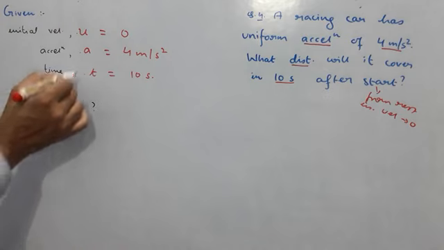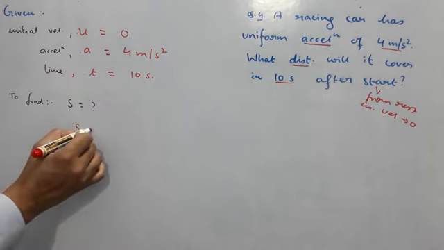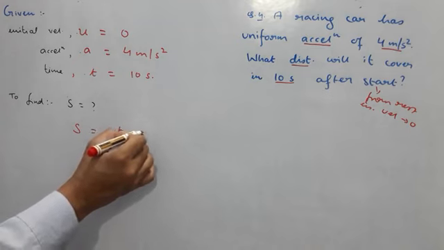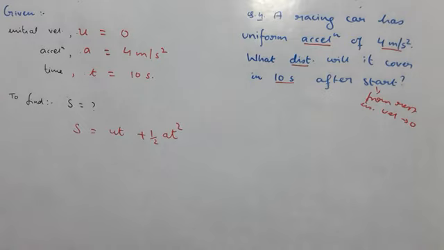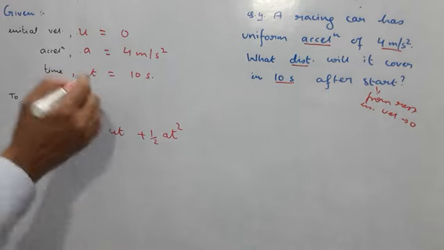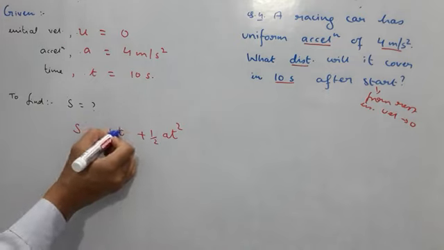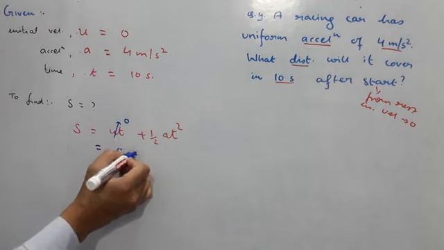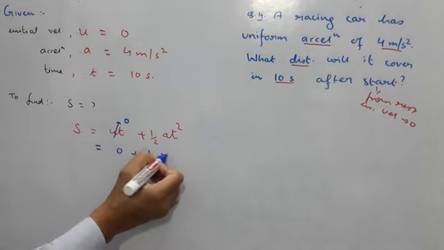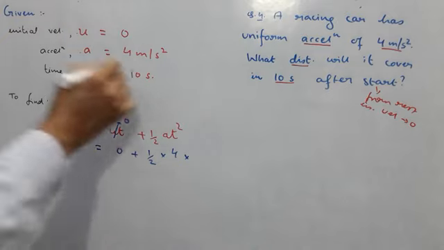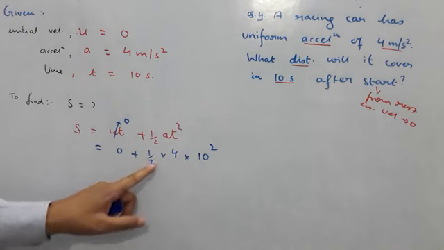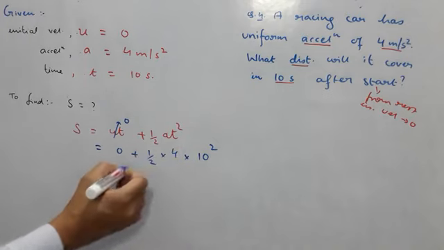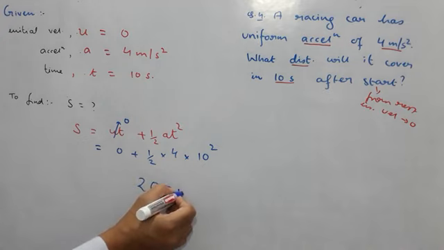So you can see S, U, A and T can be related using this relation. S is equal to U times T plus half A T square. Out of those 4, you have to choose one equation. So that is the method. So you put the values. U is equal to 0. So 0 into something will be 0 plus half times A. A is 4 times T square. T is 10, square. So 10 square is 100, and half of 4 becomes 2. So 200 meters is our answer. Is it clear, students?